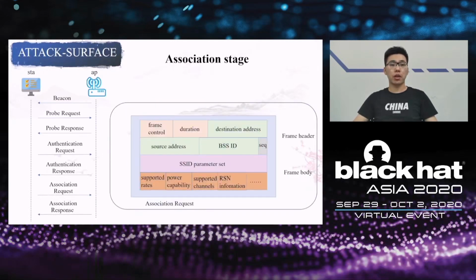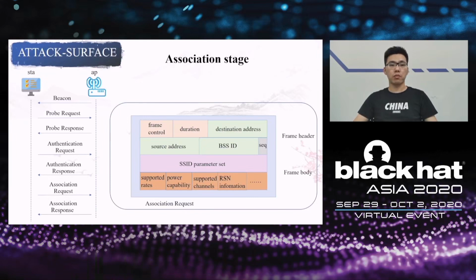The above functions are mainly implemented by management frames, such as beacon frame, probe frame, authentication frame, association frame, etc. This page takes the structure of the association request frame as an example to introduce the structure of a management frame. The management frame is composed of a frame header and a frame body. The frame header contains the MAC address of the target device and the source device.